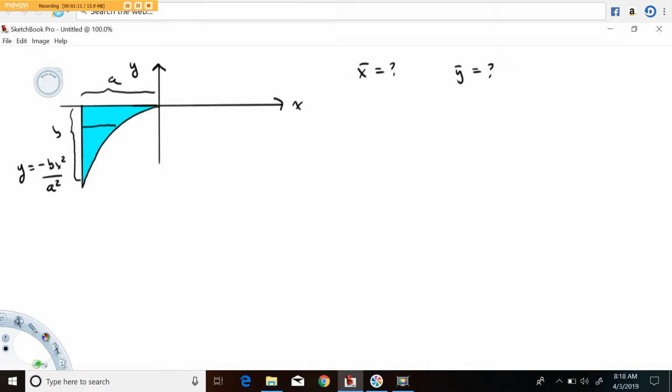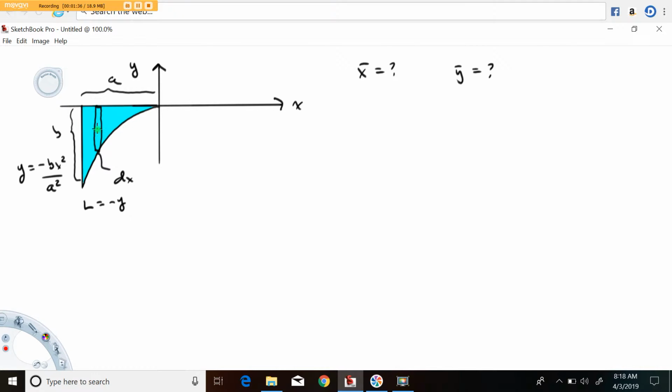We could also set the rectangle up horizontally, and I think I'll go ahead and do that here. So I'm going to set myself up a horizontal rectangle. The width of this rectangle is dy. The length of that rectangle would be equal to minus y. Y is some negative number here, so this would make the length positive.